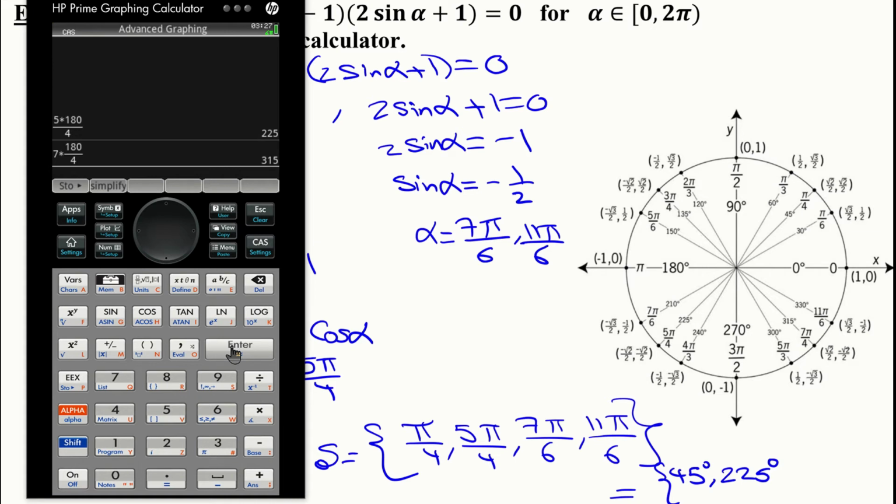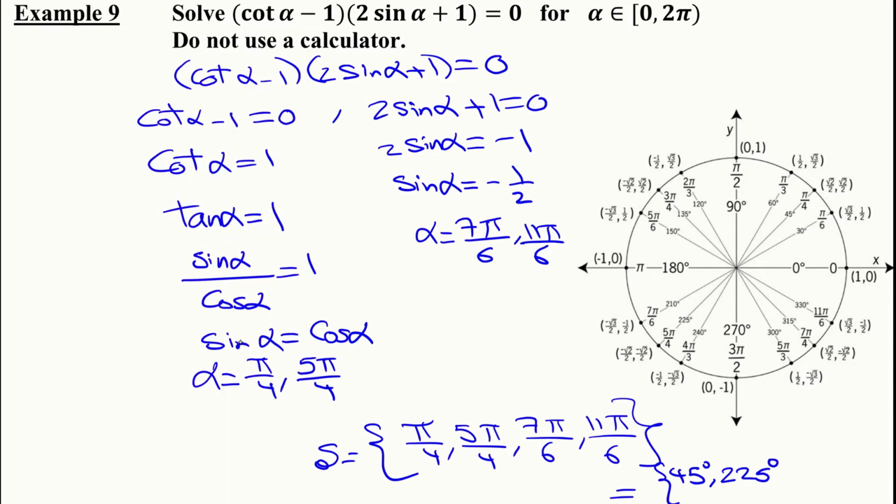7 pi over 6, correct that, that should be a 6. So we end up with, let's see, this is not cooperating with me. We bring that back down, and we're going to change that to 6. All right, so we get 210 degrees.